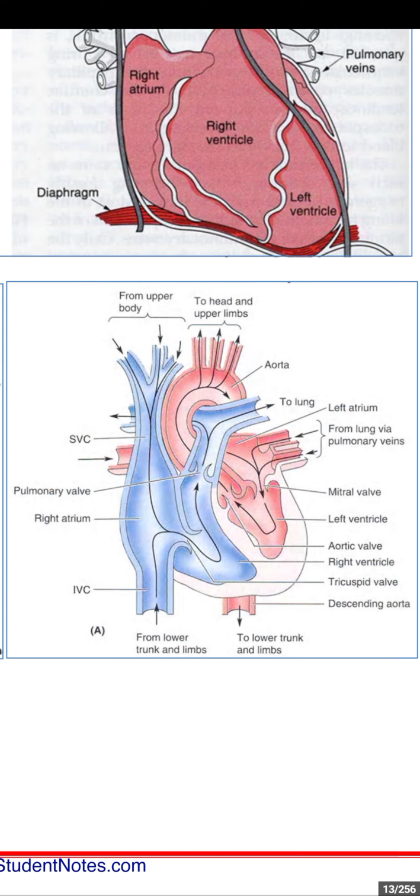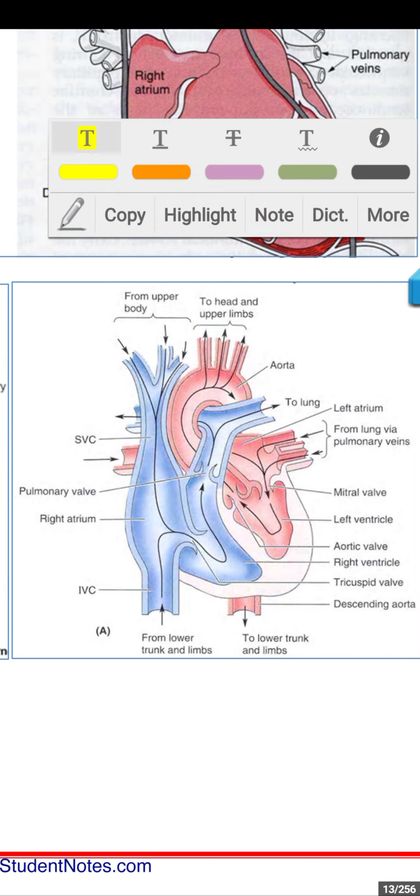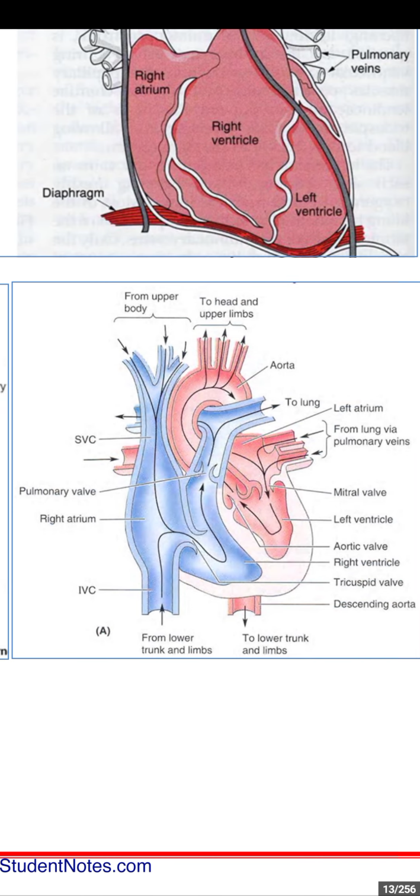The deoxygenated blood flows from the right atrium to the right ventricle through the tricuspid valve to the pulmonary valve to the pulmonary artery to the lungs. So you can see the two arrows to the lung, this arrow and this arrow. So it flows to the lungs. After the lungs, the blood flows inside the pulmonary veins. You can see the pulmonary veins.